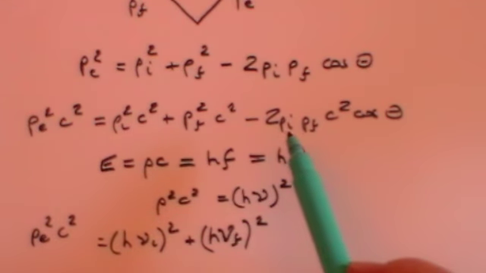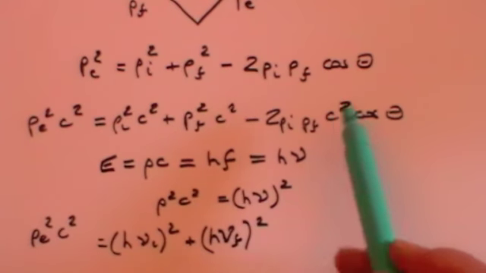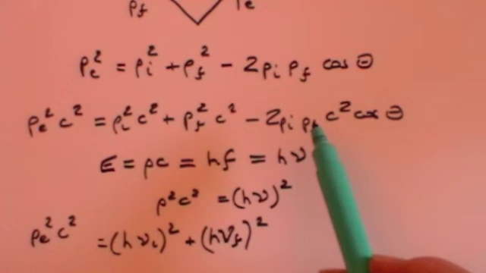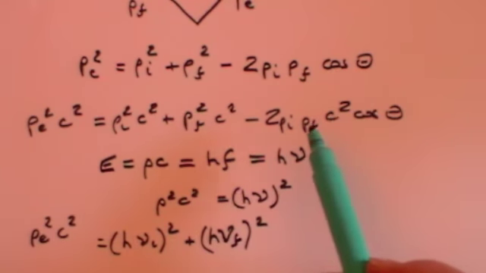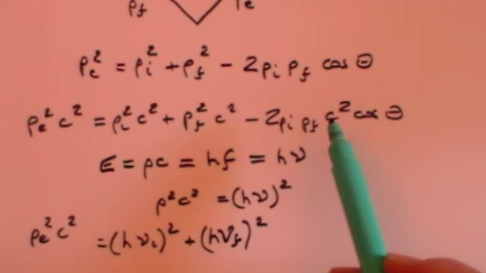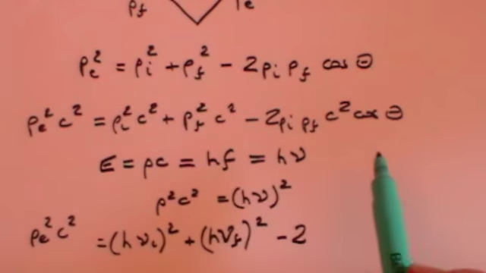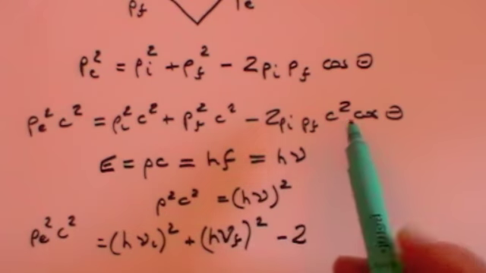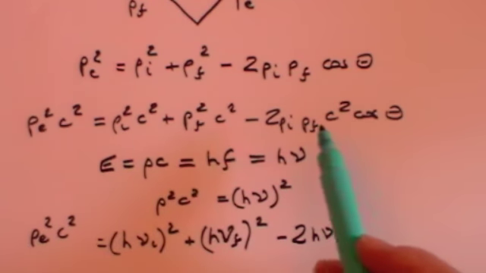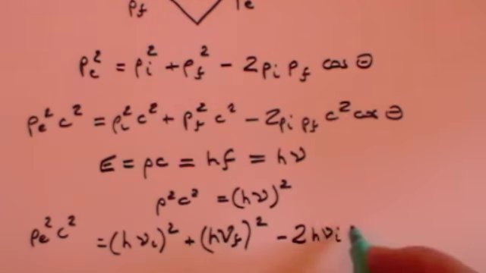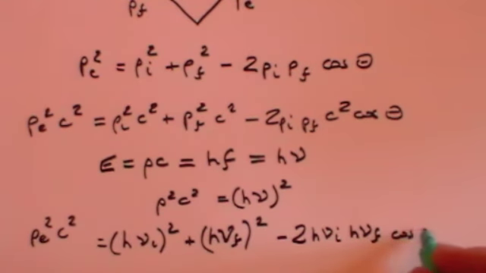And then look what you've got here. You've got a PI c times a PF c, because this is a c squared, so we can assign one to each. So PI c is going to be h nu I, and PF c is going to be h nu f. So this just becomes minus 2 times, I'll do it again, PI times one of the c's is h nu I, PF times the other c is h nu f, times cosine of theta.